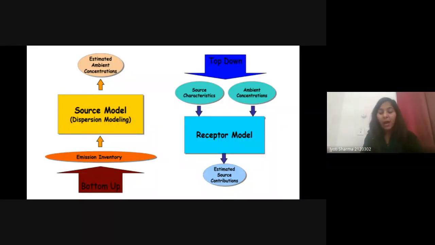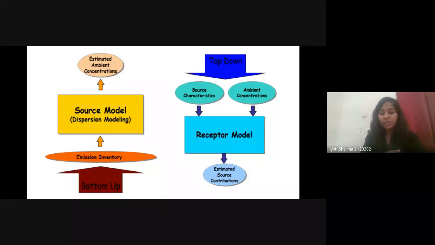Just keep in mind how much your industry is releasing, how much vehicular emission is releasing, and the releasing amount will be different from the concentration that you have in the atmosphere, because there may be some reaction, because the atmosphere itself has some cleansing mechanisms. So the concentration in the atmosphere will be different from what has been emitted from the different industries.